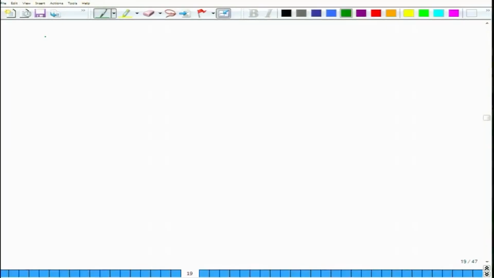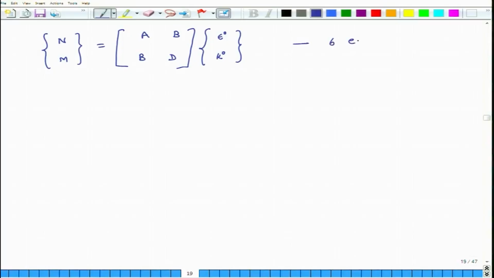So, overall the relationship which we had developed was there is a N vector and there are moment resultants. So, they are related to this 6 by 6 matrix, which is made up of A, B and D submatrices times mid-plane strains and mid-plane curvatures. So, these are 6 equations.